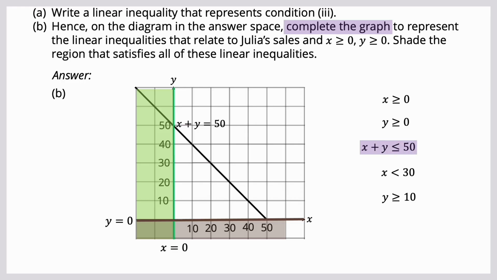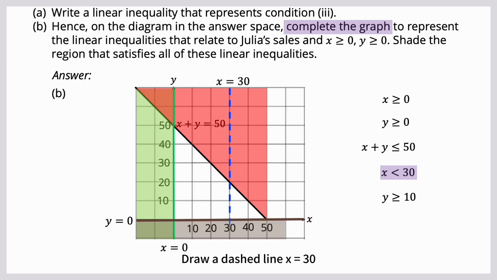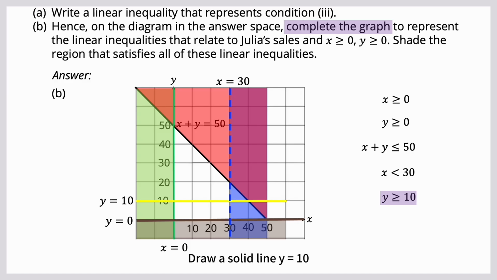x plus y less than or equal to 50. Shade the unsatisfied region. Shade above the line. x less than 30. Draw a dashed line x equals 30. Dashed line because it is a strict inequality. Shade the unsatisfied region. Shade right of the line. y greater than or equal to 10. Draw a solid line y equals 10. Shade the unsatisfied region. Shade below the line.